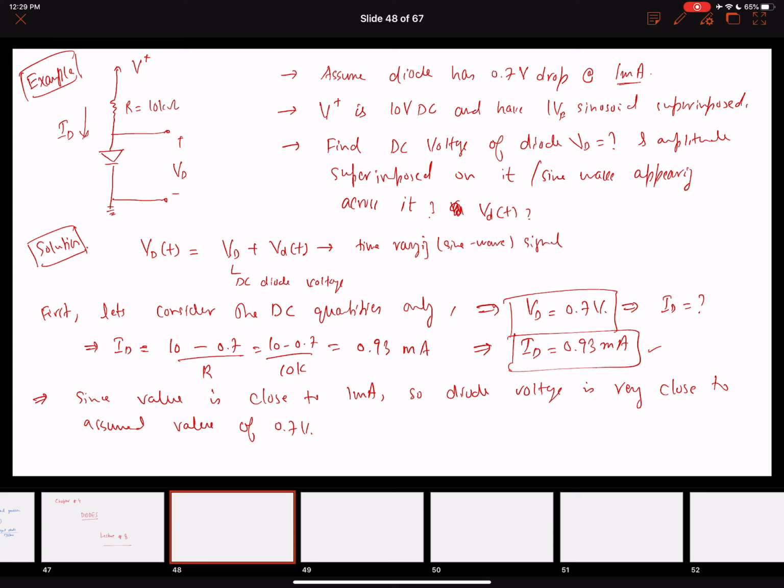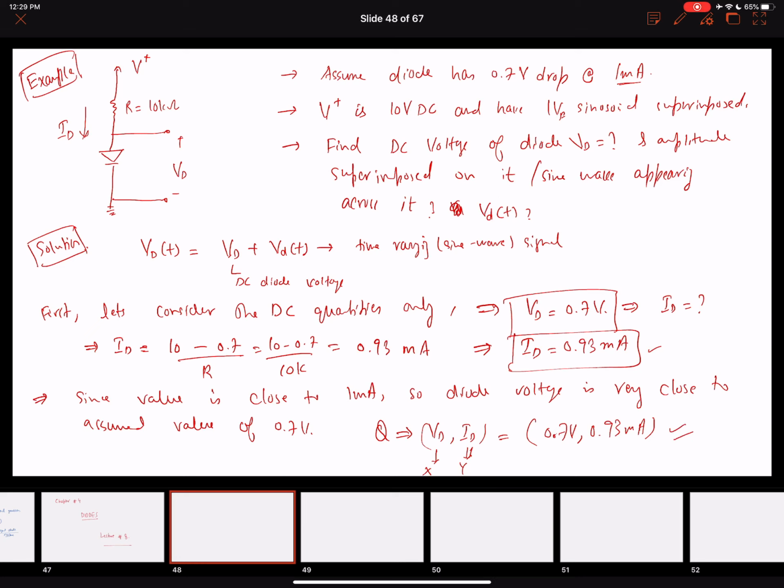So by now we have found the DC quantities. This means that I have found the operating point values of VD and ID, which are 0.7 volts and 0.93 milliamperes. So this is on the y-axis and this is on the x-axis of the IV plane. All right, now let's find the diode incremental resistance.